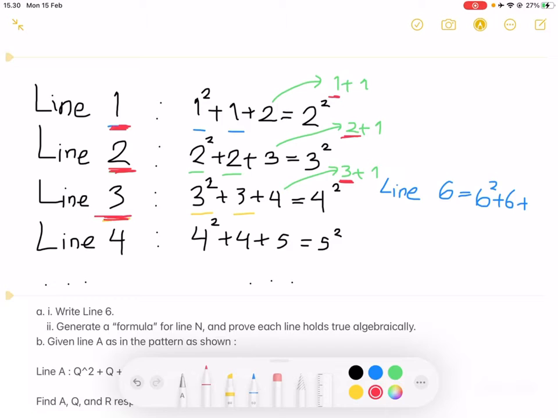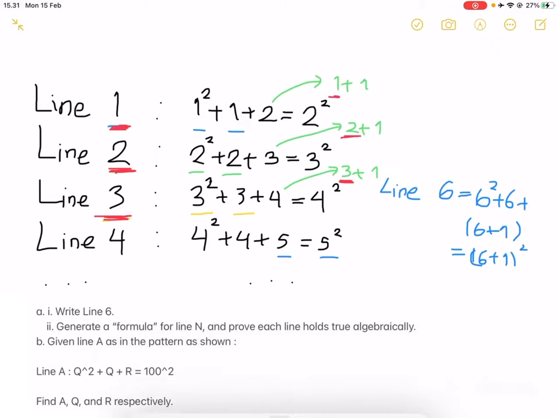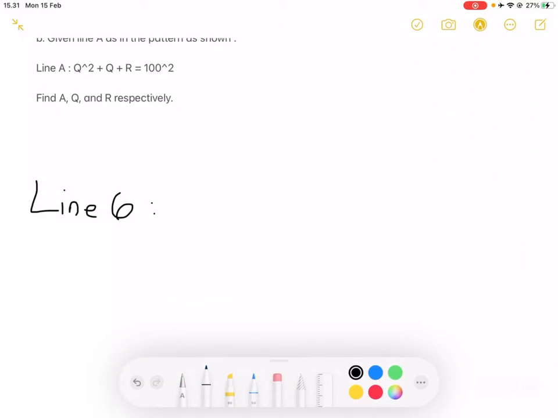And therefore this will correspond to 6 plus 1, and it will be correspondent into 6 plus 1 squared. Since we know these numbers are equal, they must correspond to the same expression. And therefore we can rewrite line 6 as 6 squared plus 6 plus 6 plus 1, which we can simplify into 7, and this will be equal to 7 squared. This is for part 1.